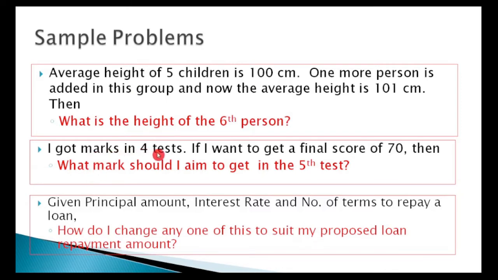I got marks in 4 tests. If I want to get the final score of 70, then what mark should I aim to get in the fifth test? Similar problem. Given the principal amount, interest rate, and number of terms to repay a loan, how do I change any one of these, principal amount, interest rate, or number of terms, to suit my proposed loan payment? We will work out these examples using Excel.